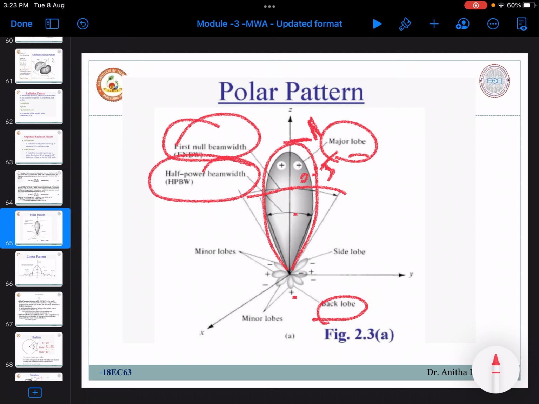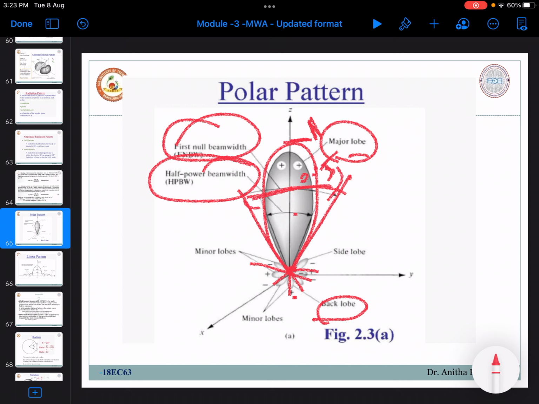Similarly, next, first null beam width. Null indicates where the radiation has become 0. These are the points where the radiation becomes 0, even at this point, and this point. But if I consider the first null, the first time adjacent to the major lobe where the field intensity gets the value 0, we consider that as the first null. The angular separation between these two is called the first null beam width.